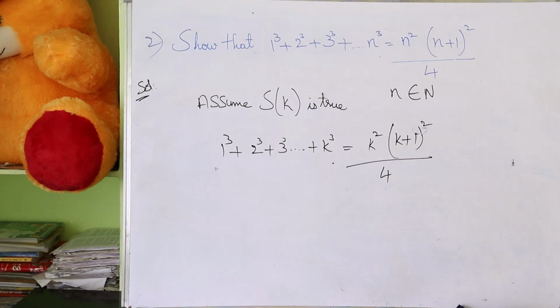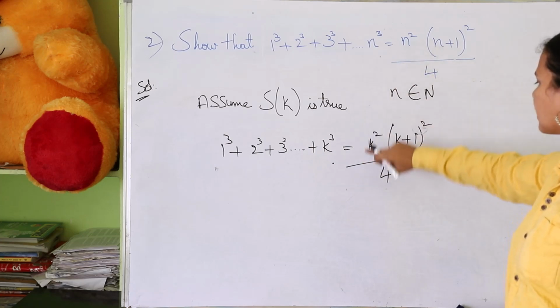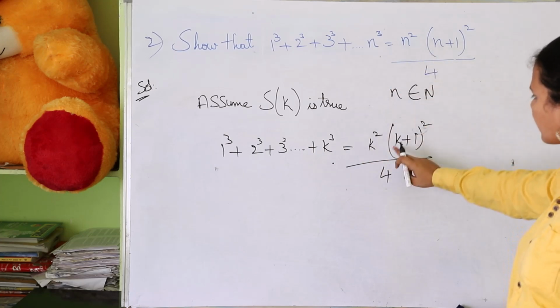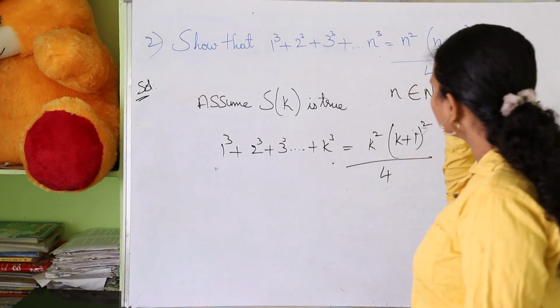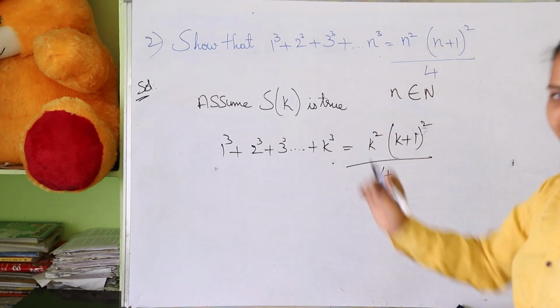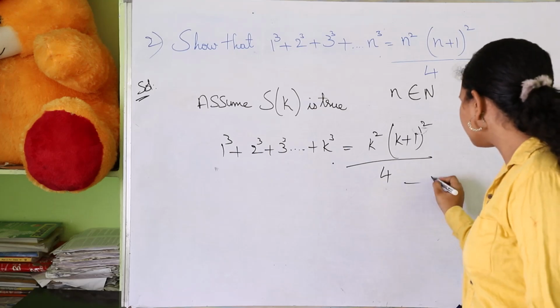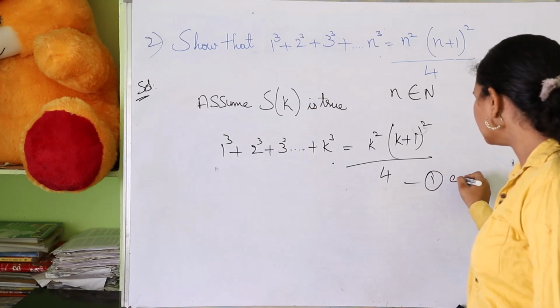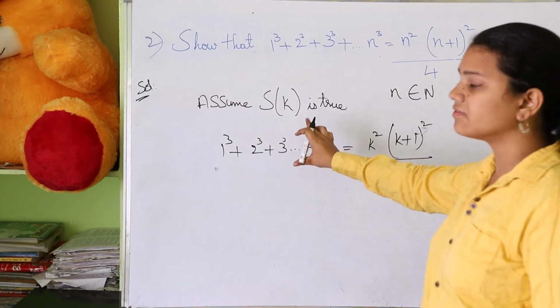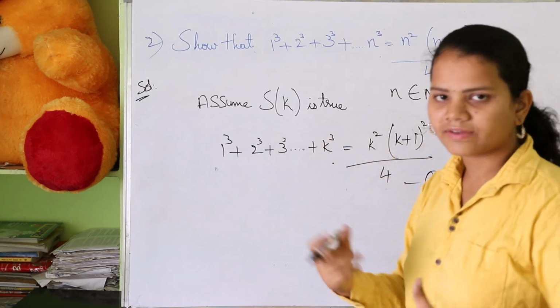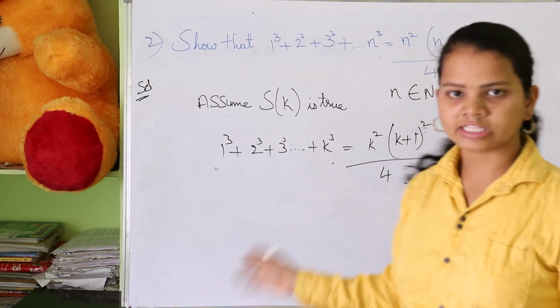Now guys, here we got k square as it is, instead of n square we got k square, into k plus 1 whole square by 4. So instead of n, I have substituted the k value. Consider this as the first equation, okay? This equation is very important to solve the given question. In the third case, we will be using this equation only.